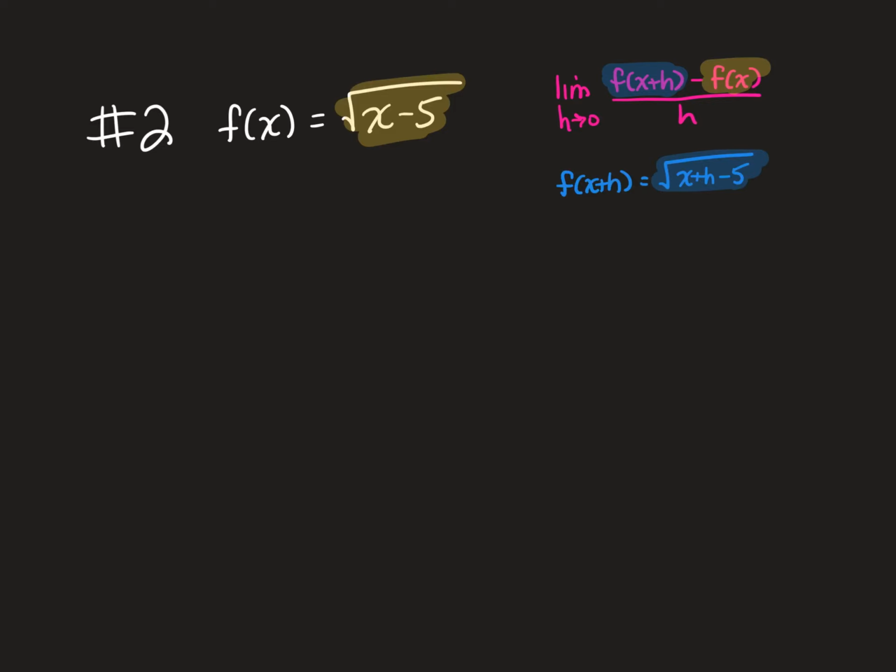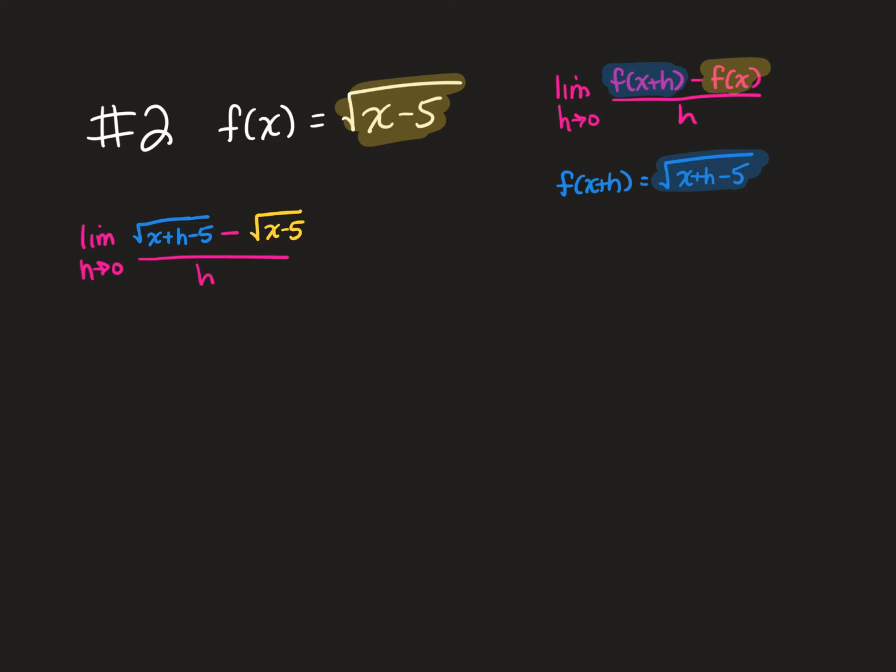So I've got the limit. I always forget to select pen again. The limit as h approaches 0 of f of x plus h. Now that's just the square root of x plus h minus 5, minus, and then we have our original function f of x, which I've highlighted in yellow. So minus the square root of x minus 5, and that's all over h.